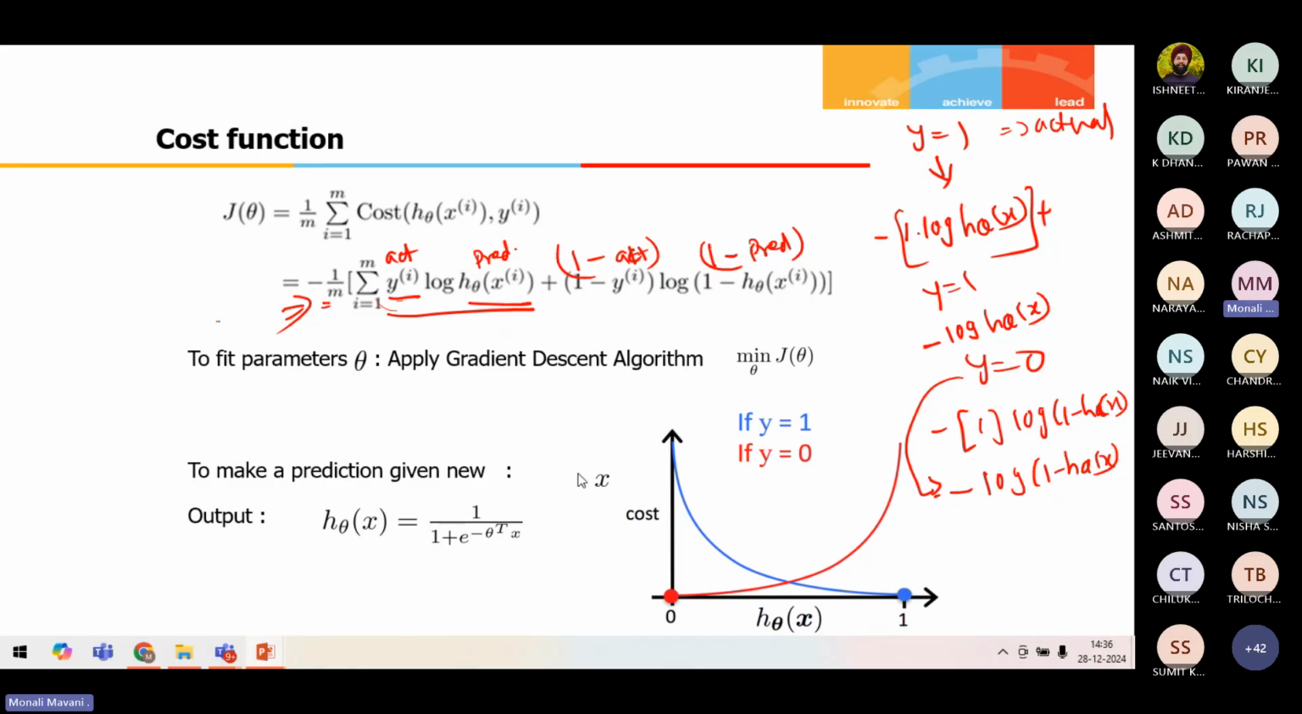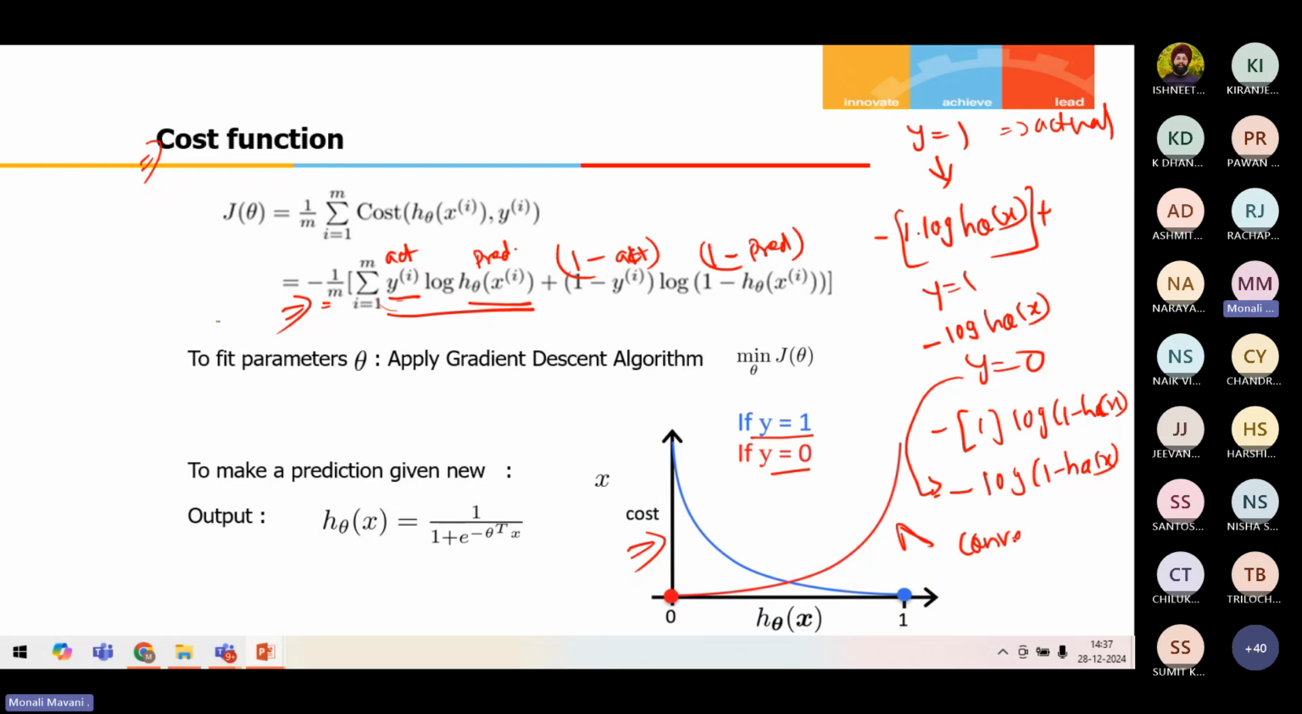So now we have defined the cost function, and when we combine y equal to 1 and y equal to 0, both the classes, the shape of this function will look something like this. What is the advantage of this shape? We can find the minimal cost. It is convex.